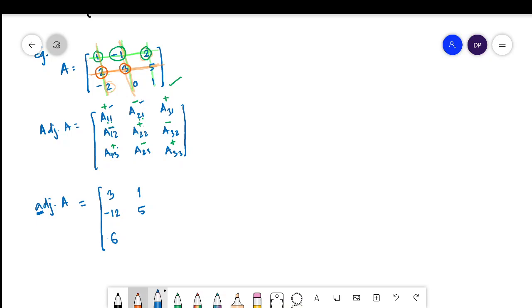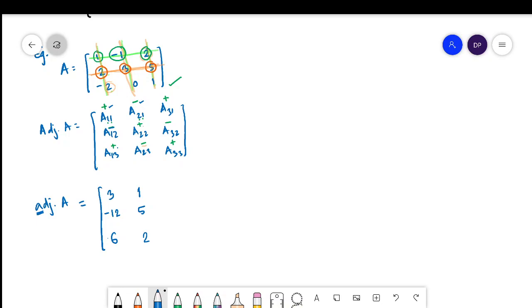Now let's find the cofactor of this element. In order to find the cofactor of that element, we delete this column and this row. So 1 times 0 is 0. Negative 2 times negative 1 is positive 2. So it is negative 2. And already we have the sign negative. So that's why we have to write here positive 2. Hope it is clear.